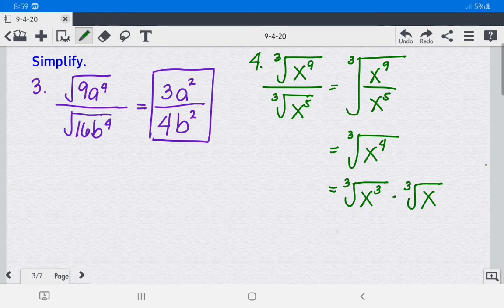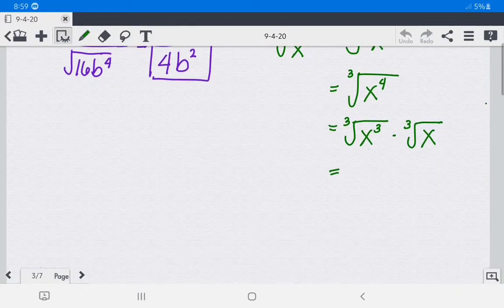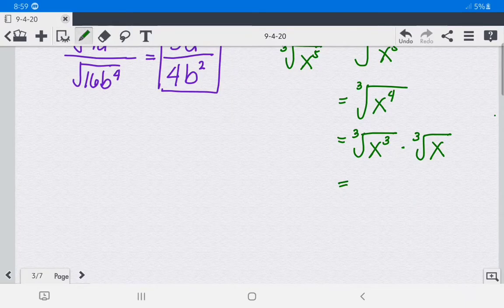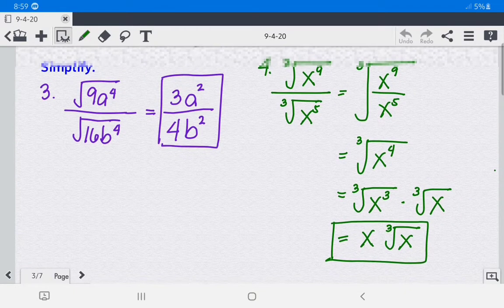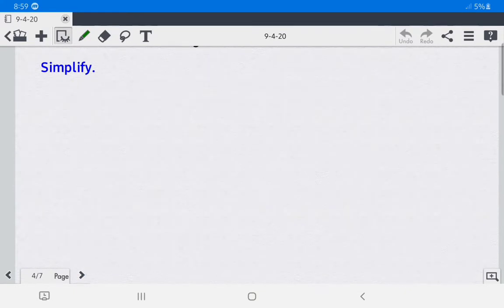So what we are going to do is simplify the radicals. We have cube root of x raised to the third power, which is x, then times the cube root of x. You will just copy this one, the non-perfect cube factor.